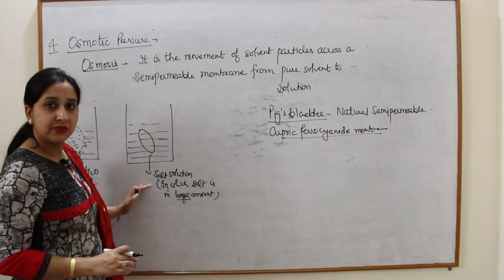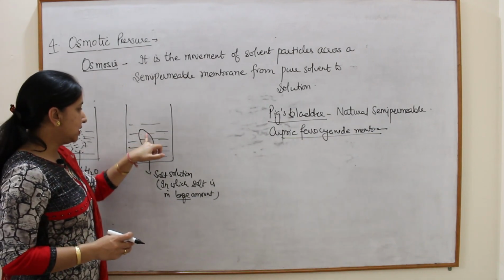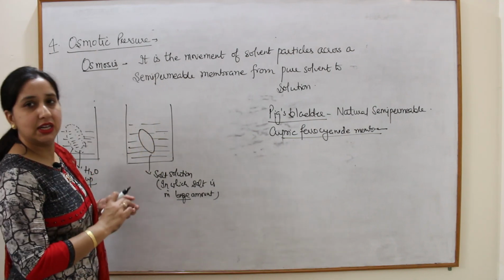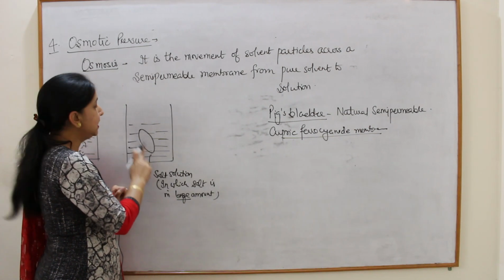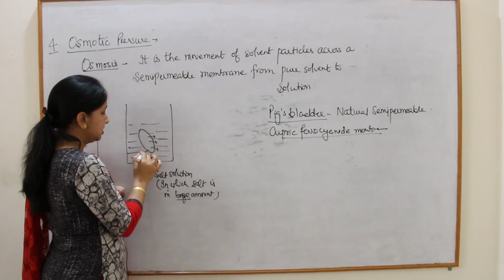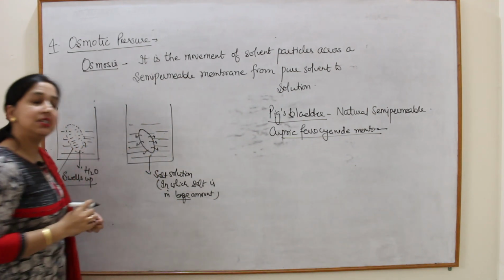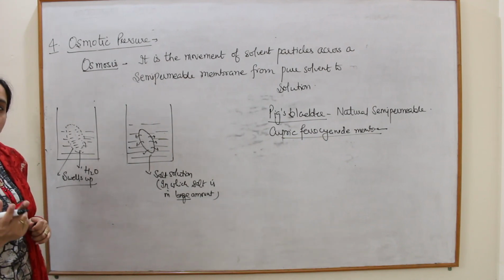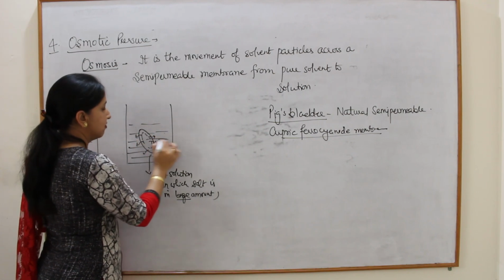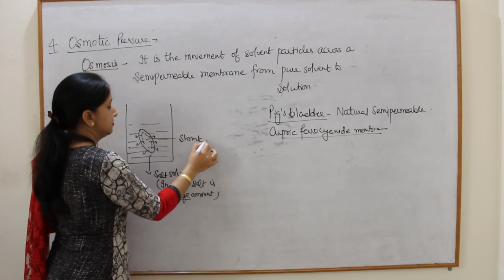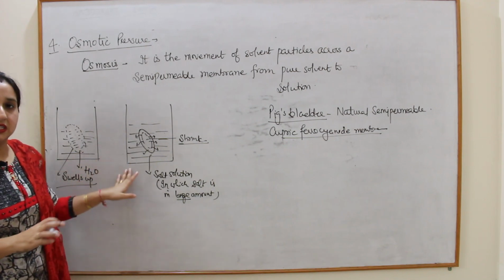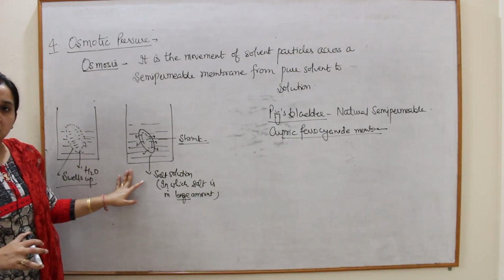But in this case, in which we have put the egg in a much concentrated salt solution, the solution inside the egg will move outwards. So this outward arrow means the solution inside the egg is moving outside the vessel. So after some time, this egg will shrink in size. Shrink means lesser in size. So these two processes are simply osmosis.